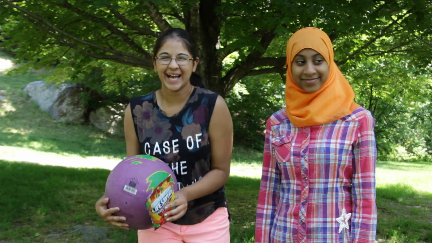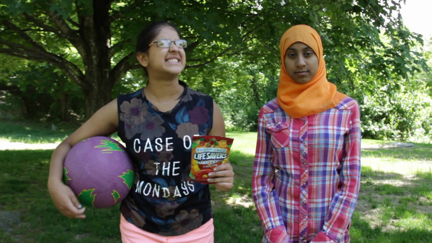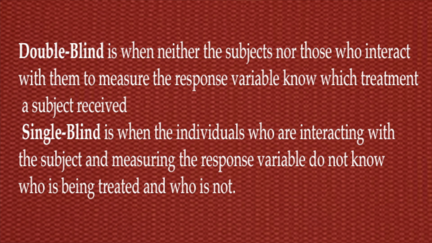Yay! Keep in mind that this is a great time to use single blind or double blind. Wait, so I can't see? Double blind is when neither the subjects nor those who interact with them to measure the response variable know which treatment a subject received. And single blind is when the individuals who are interacting with the subject and measuring the response variable don't know who is being treated and who is not.